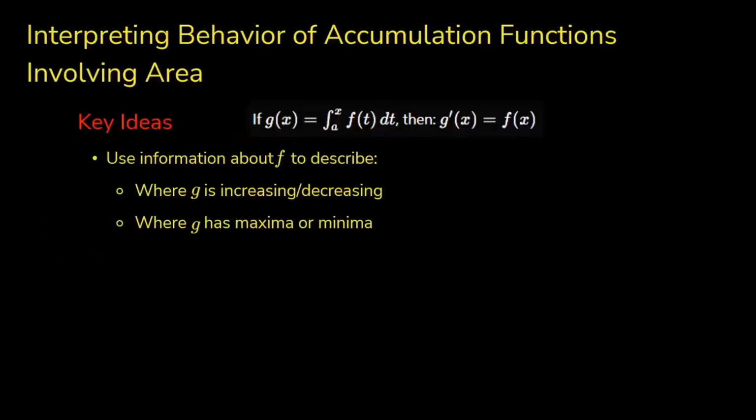Not only is g prime equal to f of x, but g is going to be increasing where f is positive, g is going to be decreasing where f is negative, and g is going to have maxes and mins where f is equal to 0 and changes sign. Now, you'll often use graphs or tables of f to describe the behavior of g.